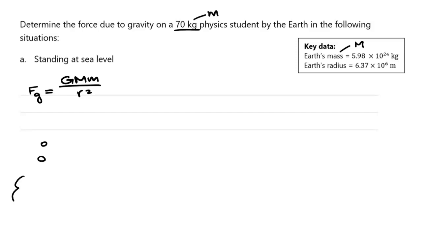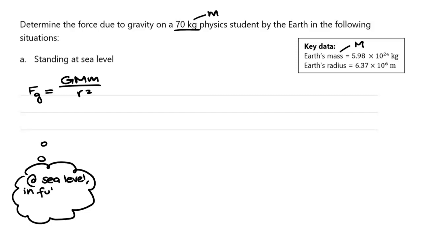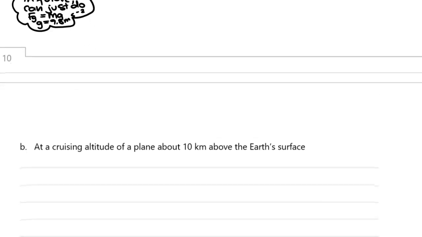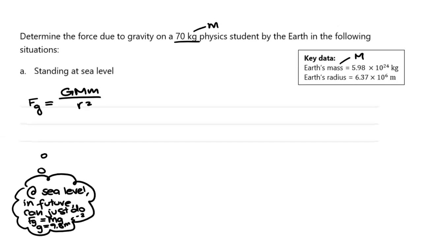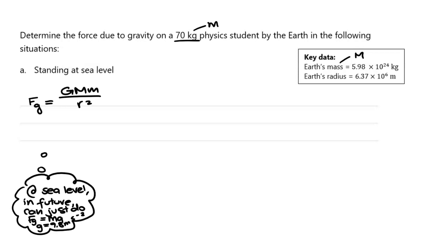We'll put a little note to ourselves. At sea level in future, we can just do Fg equals mg, and there g would be 9.8 meters per second squared. That just kind of fit in. When we're on the surface of the Earth, we can use g equals 9.8, no troubles. We're going to be dealing with some situations where they're a little bit further away from the surface of the Earth, and we're practicing using this equation. So we are going to do it the long way, but in future you'd do it the shorter way.